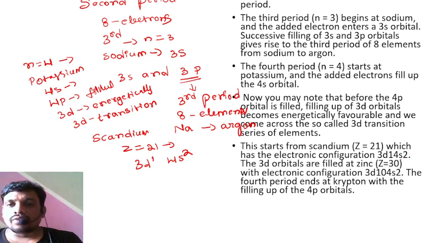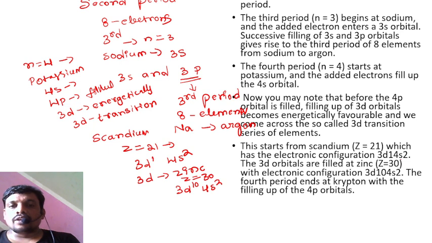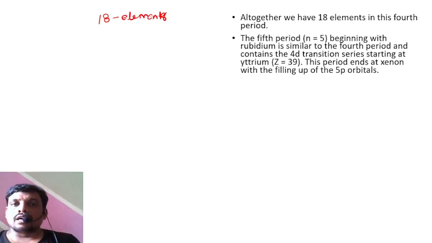It is 3d1 and 4s2. Now 3d orbitals are filled at zinc. Let us take zinc, Z equal to 30, with electronic configuration of 3d10 and 4s2. Now the fourth period ends at krypton with the filling of 4p orbitals. Here you can see that 4p orbitals are going to be filled. Finally, altogether we have seen that 18 elements so far in this fourth period are commonly observed.